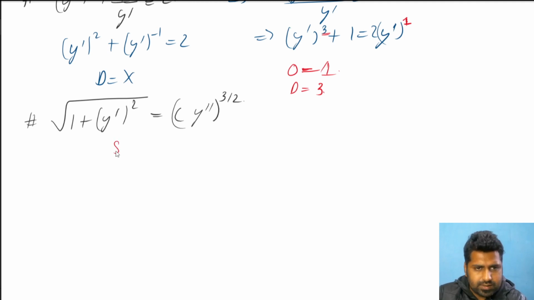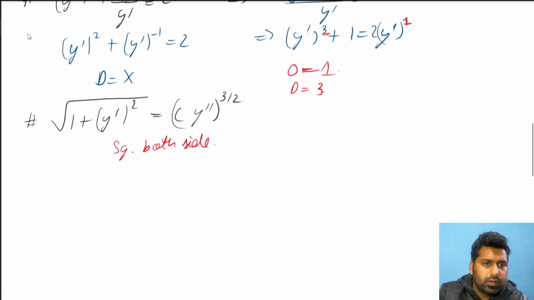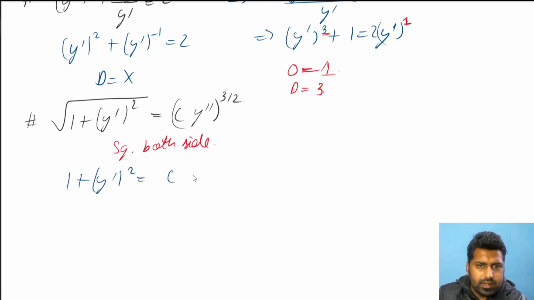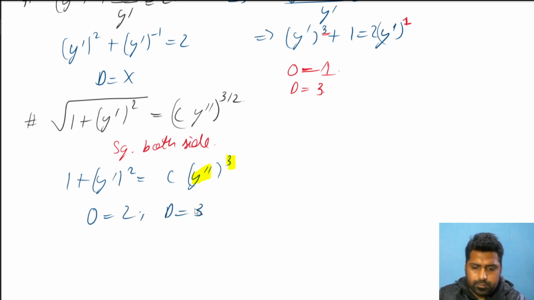Let's square both sides. So this becomes 1 plus y dash whole square is equal to c y dash cube. Now do the y dash, y double dash have positive powers or not? Yes, they have. So degree is now defined. So what's your order? Highest order derivative, that's 2. What is the highest power of that? 3. So order 2, degree 3.